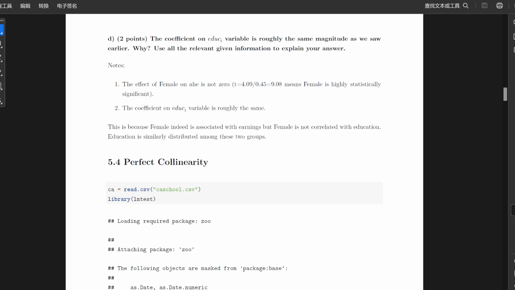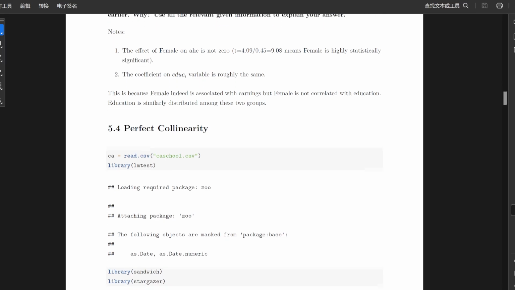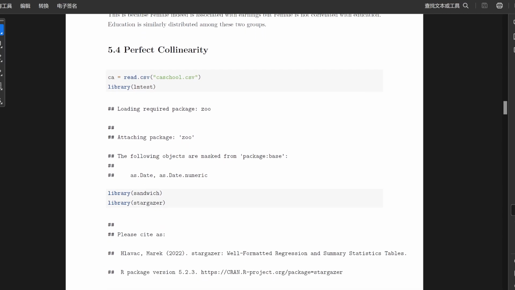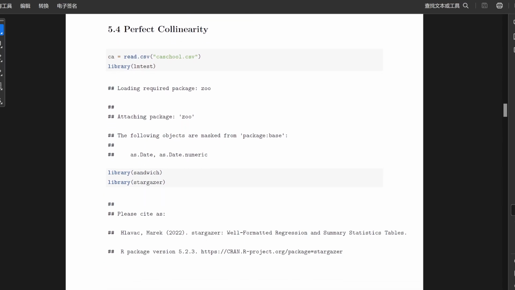Education is similarly distributed among these 2 groups. Okay, that's basically all I've got to say for your exam. And let's talk about something about your R code.